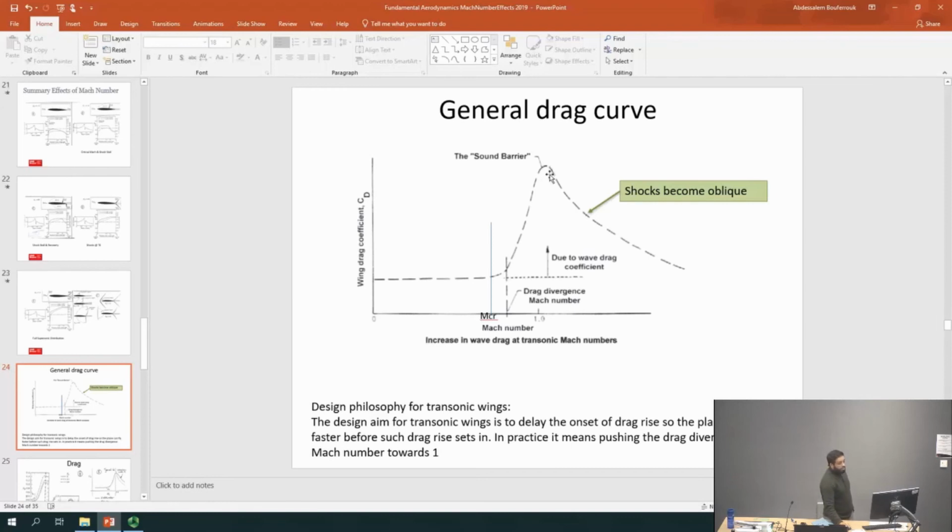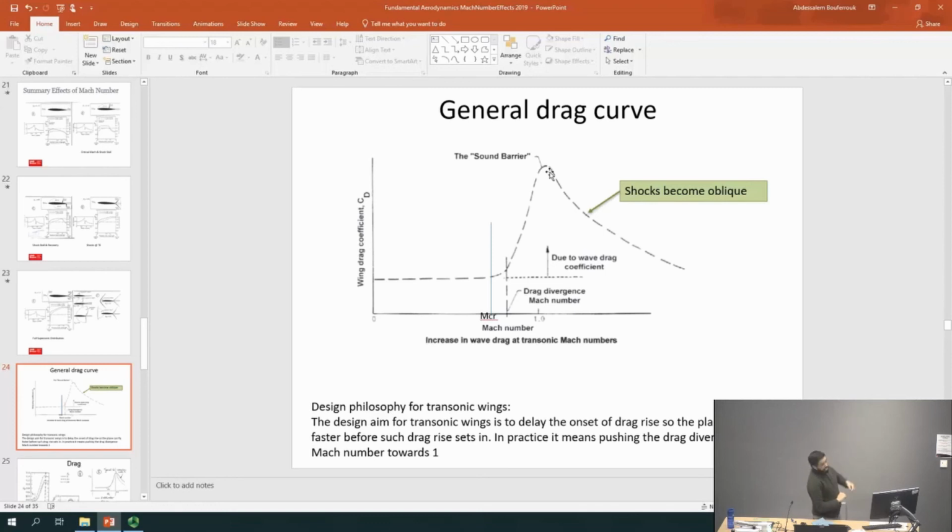So it reaches a peak around Mach 1. You can learn straight away from this graph that flying exactly at Mach 1 is not really a good idea. You're very fast, but you're flying at the maximum drag that you can have, because you're going through the sound barrier.